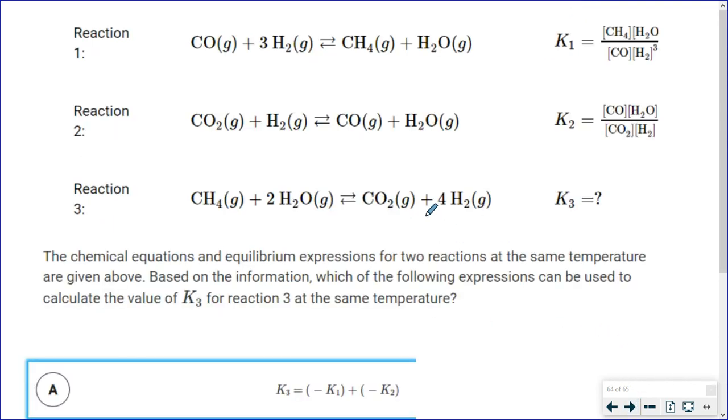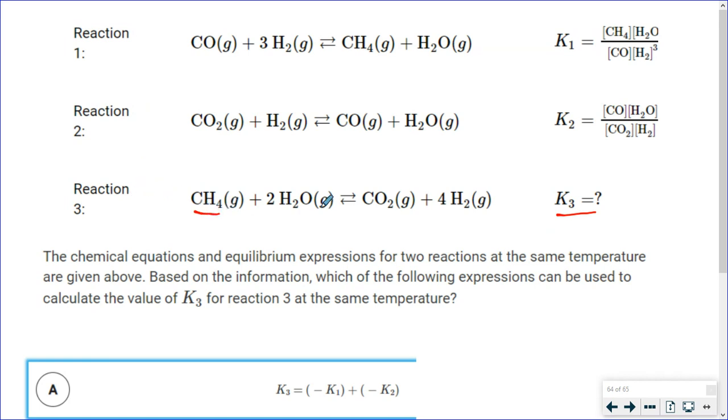Okay, this particular problem gives you 3 reactions. It wants you to use the first 2 reactions to calculate the K value for the third reaction. If you don't remember how that works, this is very similar to Hess's law in thermochemistry, but we're doing kinetics. If you take 2 reactions and add them together to get a new reaction, you'd multiply the K values. So we need to figure out what to do to reaction 1 and reaction 2 so that they add up to get reaction 3.